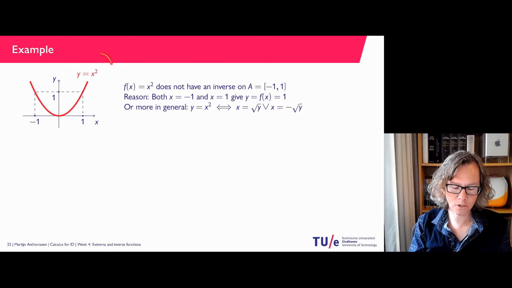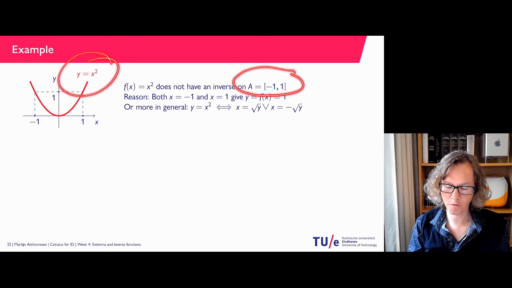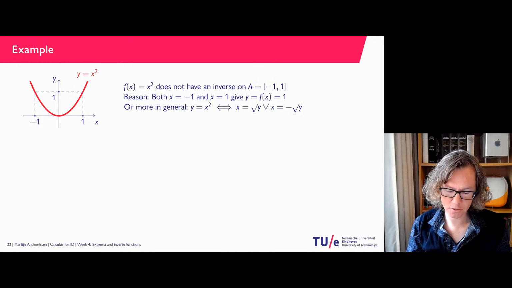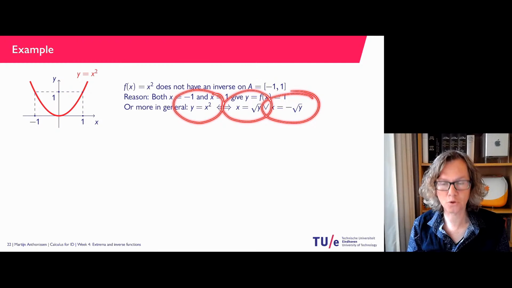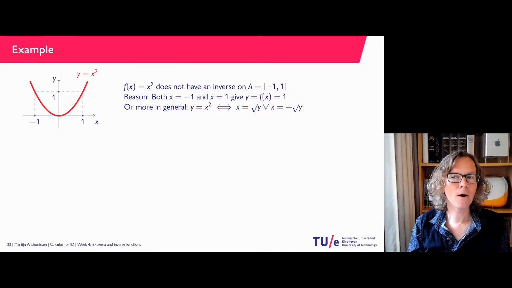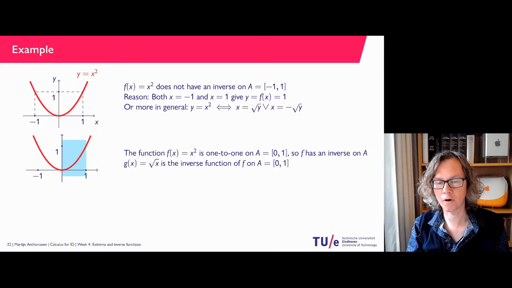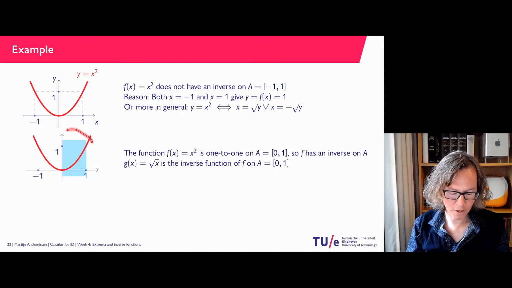So if you consider this function on the interval from minus 1 to plus 1, or for every real number, it doesn't have an inverse. And you see that indeed if you solve this, then we have basically two solutions here. Now, there is a way to tackle this problem, and that is to just consider the function on part of where it is defined.